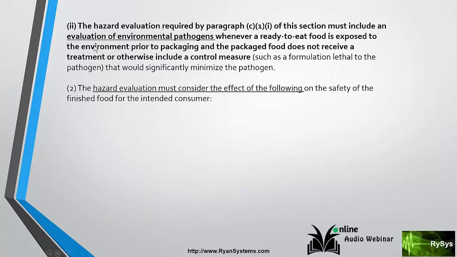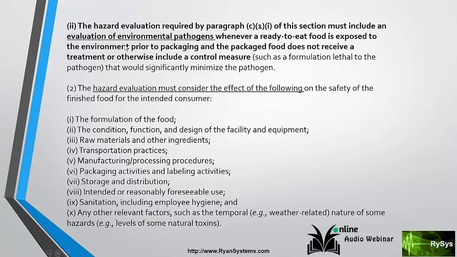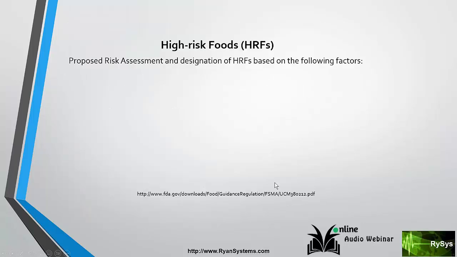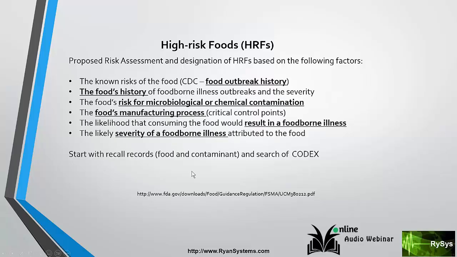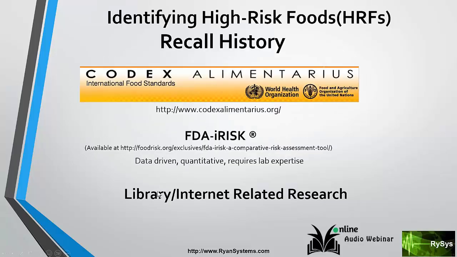Okay, everybody has to do a hazard evaluation. So these are the types of things you need to consider in a hazard evaluation. So what are high-risk foods? Some foods are higher risk than others. You can find out by going to the CDC and looking at the food outbreak history. You can also look at Codex, and then you can also go to the library or do internet-related research.